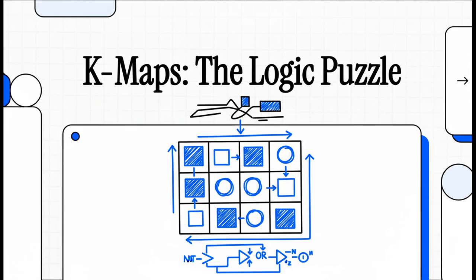You know that feeling when you're staring at a super complex problem and you just wish you could see the simple answer hiding in plain sight? Well, in the world of digital logic, that's basically the daily grind. But what if I told you there's a tool that does exactly that? A way to turn the messy into the simple. Let's dive into this amazing visual shortcut.